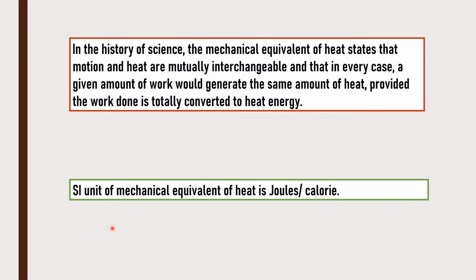Now what is mechanical equivalent of heat? In the history of science, the mechanical equivalent of heat states that motion and heat are mutually interchangeable and that in every case a given amount of work would generate the same amount of heat, provided the work done is totally converted to heat energy. An SI unit of mechanical equivalent of heat is joules per calorie.